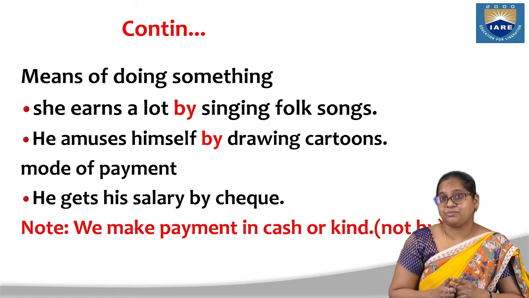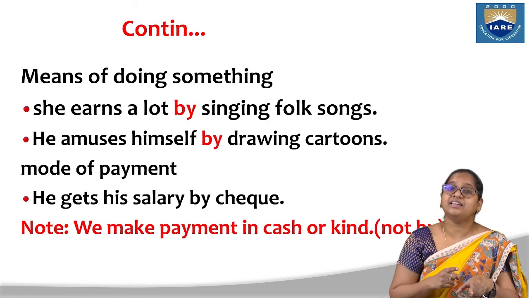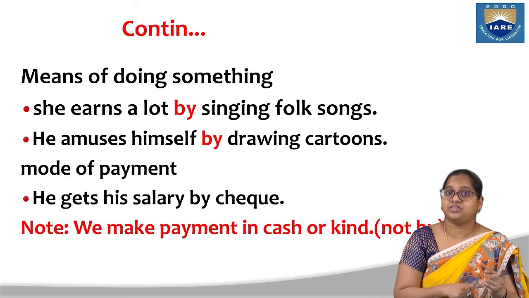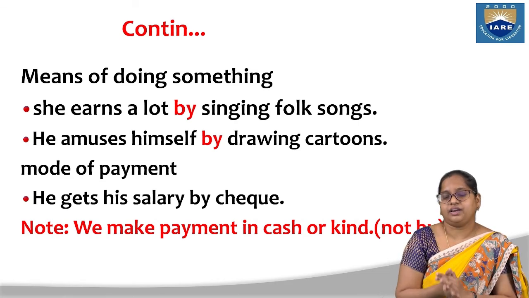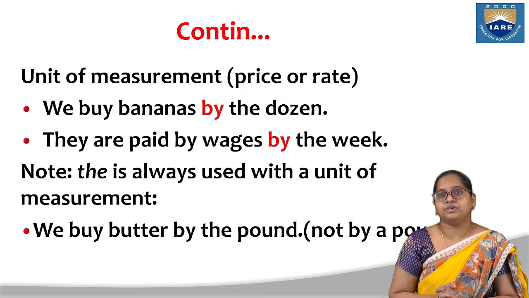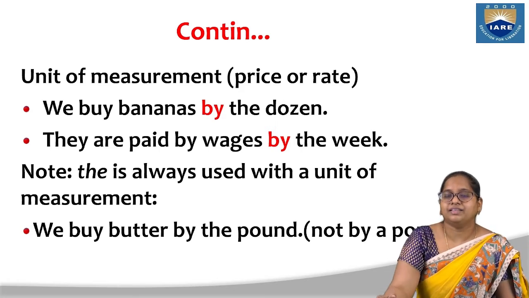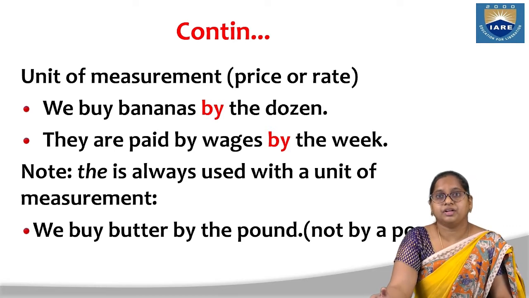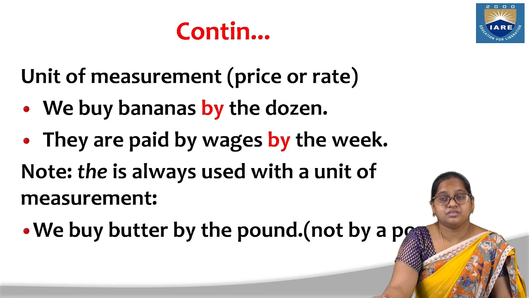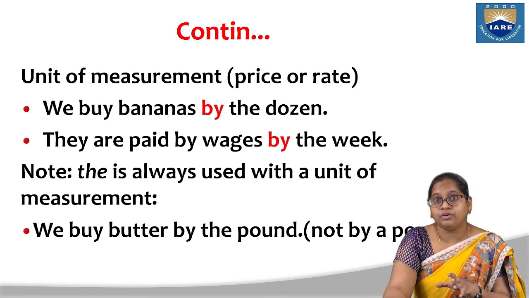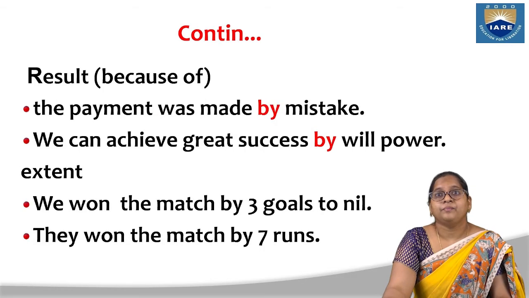But note, the exception is we make payment in cash, not by cash. He receives salary by check, but in cash or in kind. You have to remember that. Referring to unit of measurement, you can also use by. We buy bananas by the dozen. They're paid wages by the week. We buy butter by the pound.